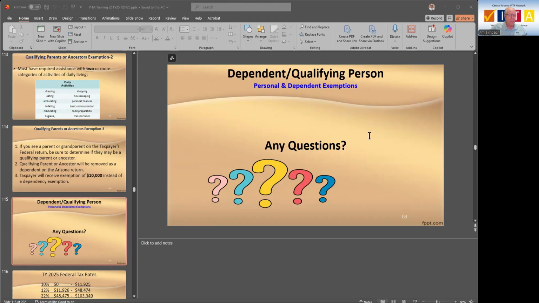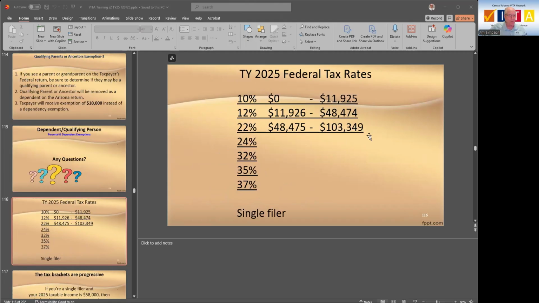So that covered our discussion on dependents and Arizona specifics on dependents. When we pick back up with session 2C, we're then going to start into income and start talking about the various aspects of income.